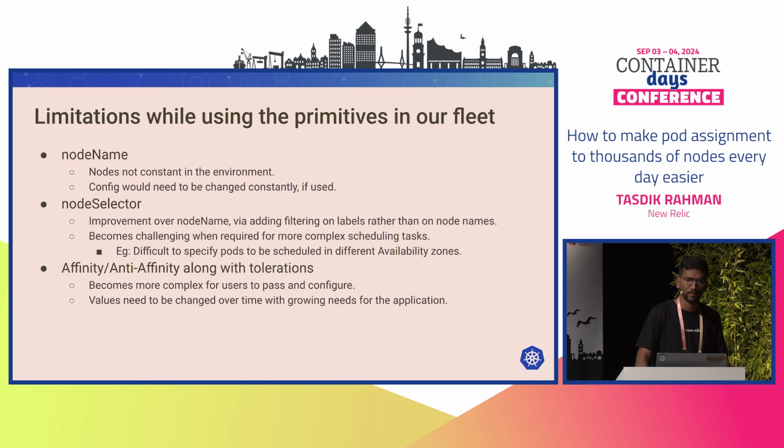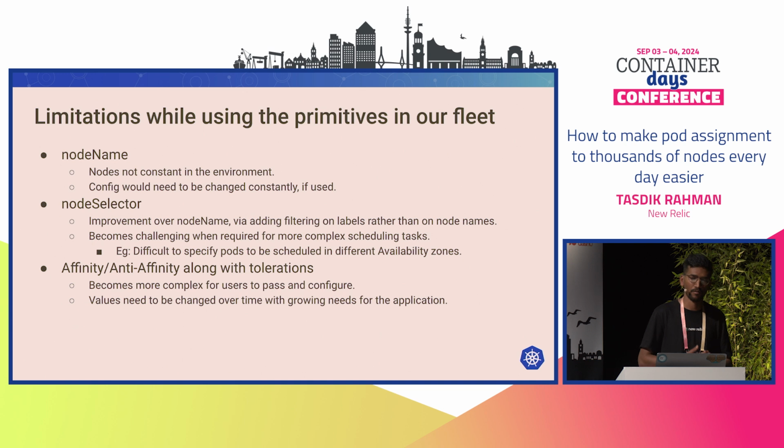And some of the limitations which we ended up noticing while using these primitives in our fleet, let's just quickly go through what the limitations are for some of them. Node names: nodes are not constant in the environment. Nodes keep coming in and going out. As you can see, there is a scale to 0 configuration, and based on compute requirements, it might just scale completely to 0, right? So node names are not something constant. So if you are putting something inside the application deployment configuration, it's bound to change almost constantly, right?